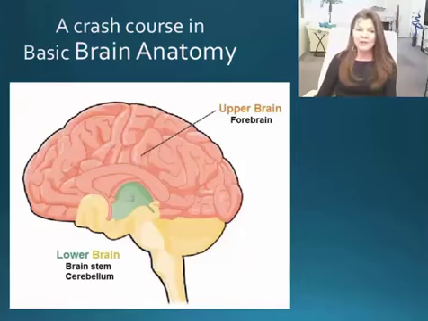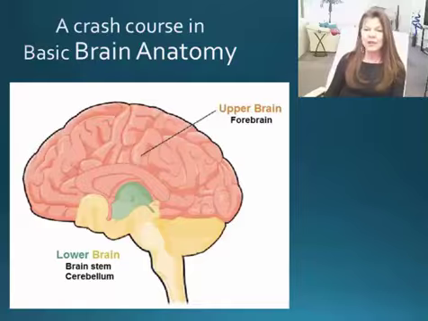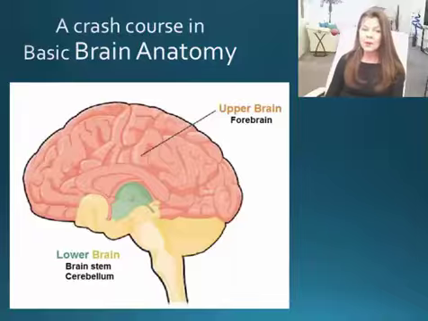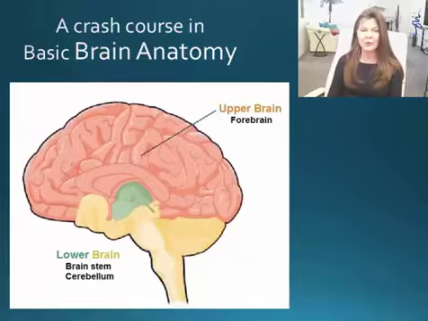Okay, our crash course in basic brain anatomy. First, the human brain can be divided into two major areas. The lower brain, consisting of the green and yellow areas in this picture, and the higher brain, called the forebrain, represented by the orange part of this picture. You can think of these as like the continents on a globe.